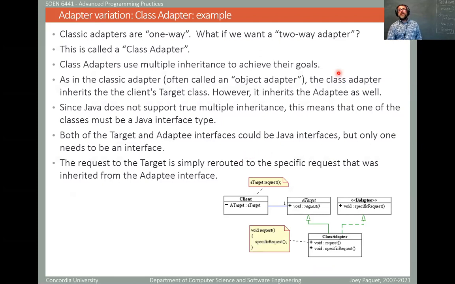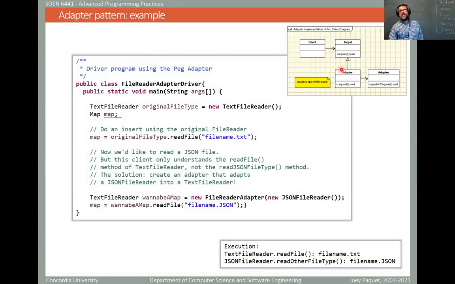This is a variation of the adapter. The adapter that I've shown is an adapter that works in only one way. It allows you to have an adapter that adapts a JSON file reader and makes the client think that this is actually a text file reader. So that's a one-way adapter.